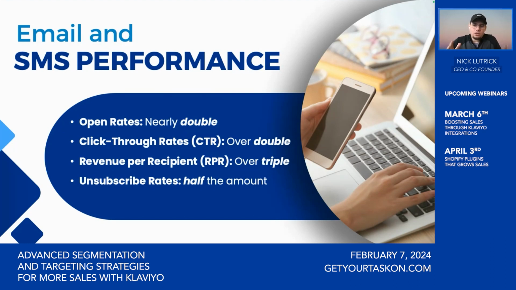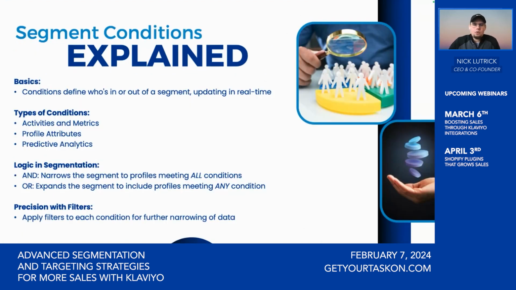And so what we're going to do now is really talk about what are some of the components of a segment, just so that you have a good understanding of the building blocks of how to create these. And then we'll talk about where we can use these within the Klaviyo platform. All right. So what are segment conditions? Segment conditions are the building blocks of a segment. This is what defines who's in or out of a segment, and it allows these lists or these segments to be updated in real time.